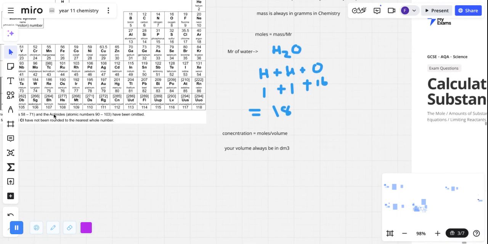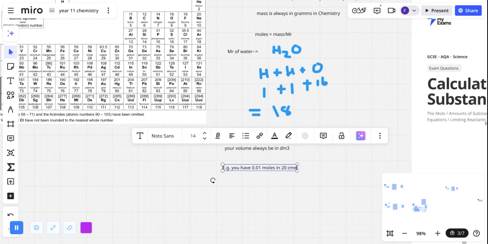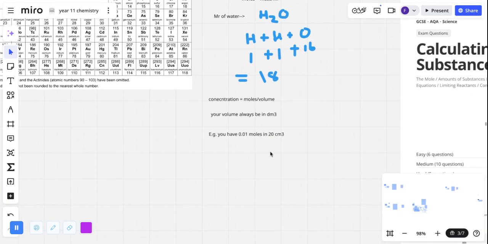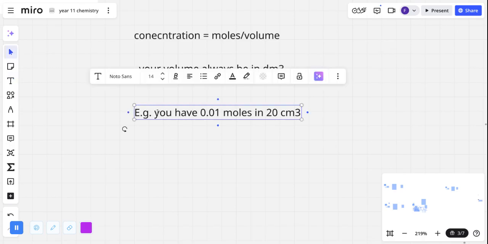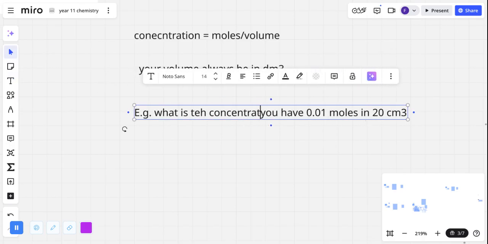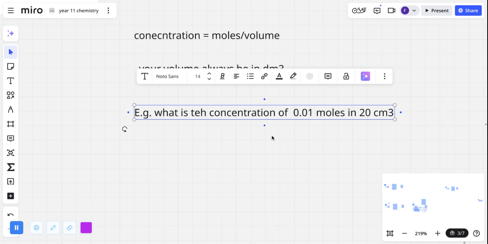How do we get to dm cubed? Because in your question, we will give you, for example, something like: you have 0.01 moles in 20 cm cubed. We'll give you it in cm cubed, all right? And you can't work with this if you're working out the concentration. Let's change this. What is the concentration of 0.01 moles in 20 cm cubed?